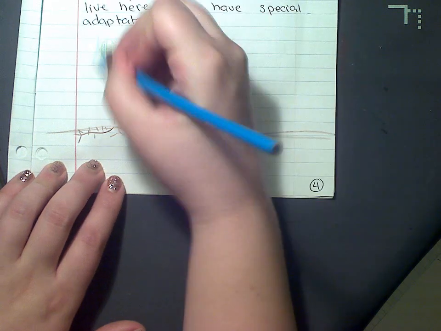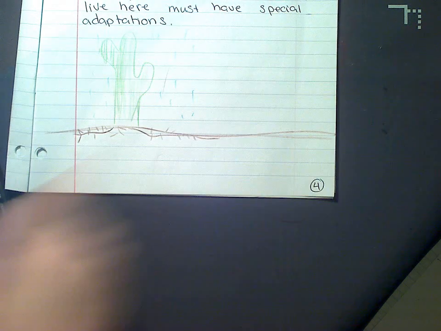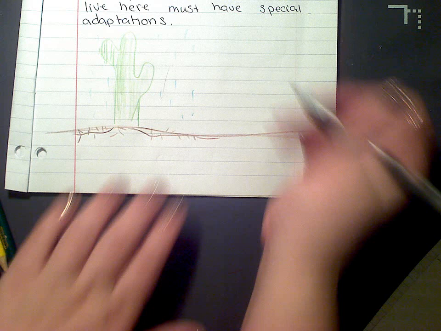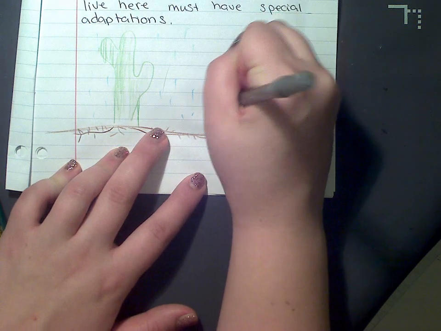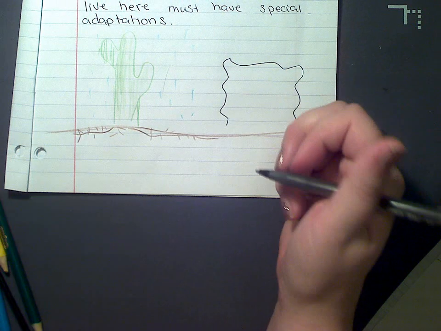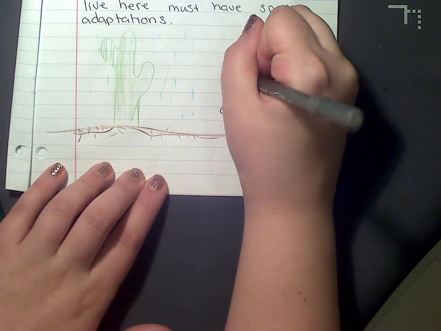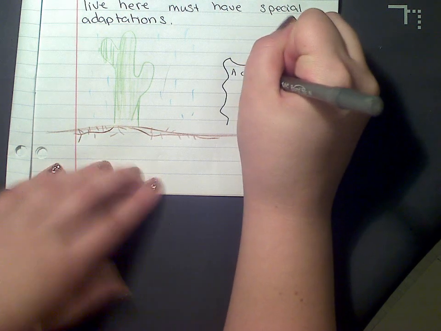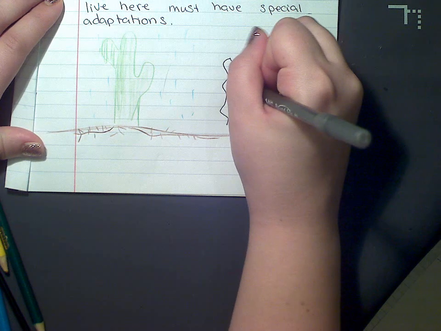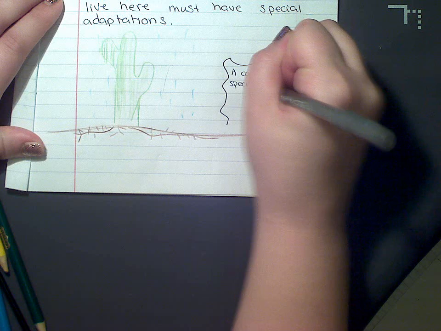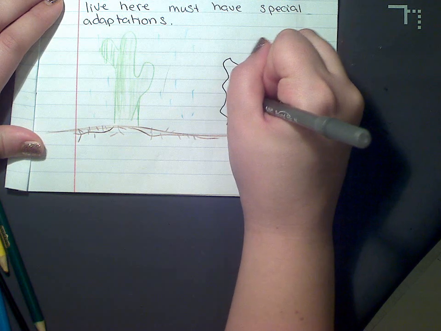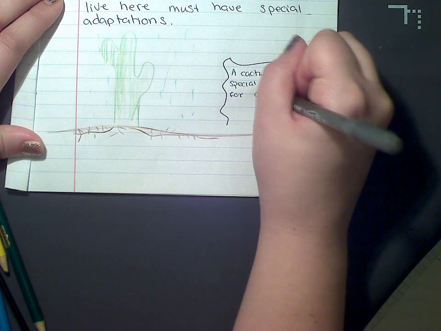Now, one feature we talked about in these books is that they have captions. And so this picture, I want to put a caption box. So I'm going to put a little box here. And I want to caption it. And my caption is going to say, a cactus has special roots for collecting rainwater.